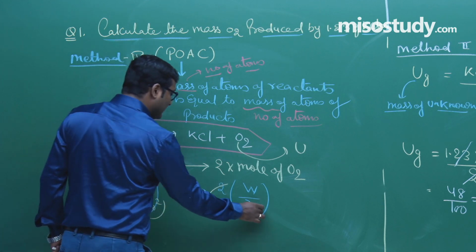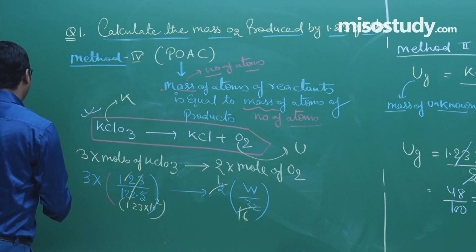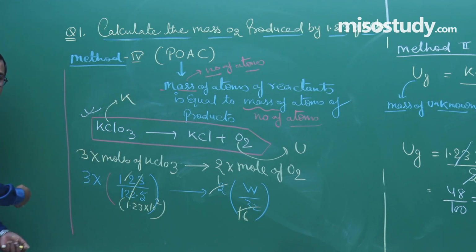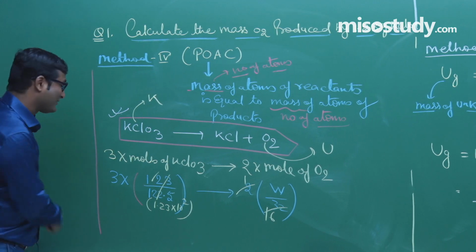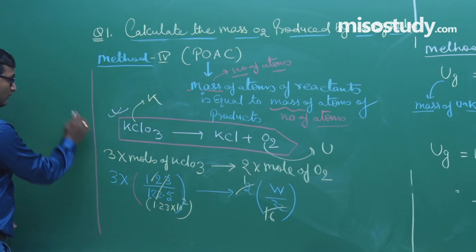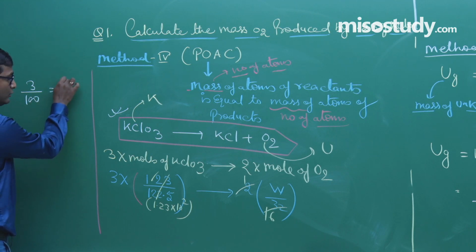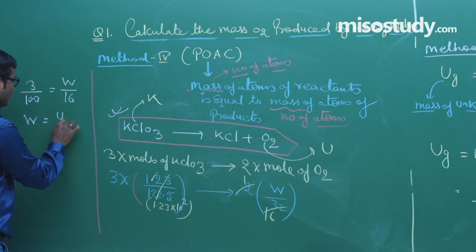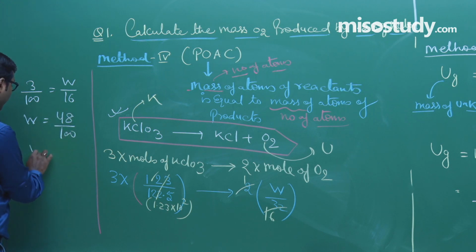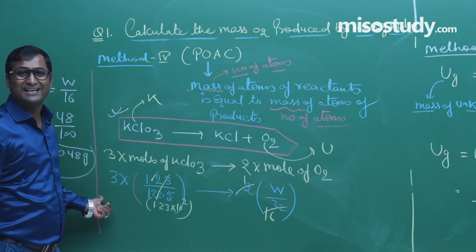Now what will happen? This will cancel this one, that is 1 upon 16. So I am moving here, check it out. Is it visible? I need lots of space, so wait for a moment. Now put here 3 divided by 100 equal to W upon 16. So W is equal to 48 upon 100, my friend. W is equal to 0.48 gram. Again we got the answer.